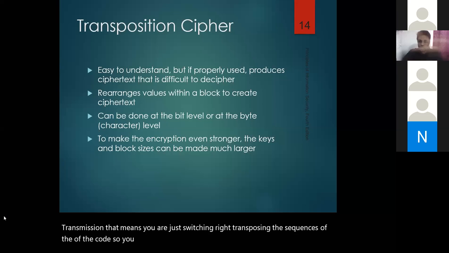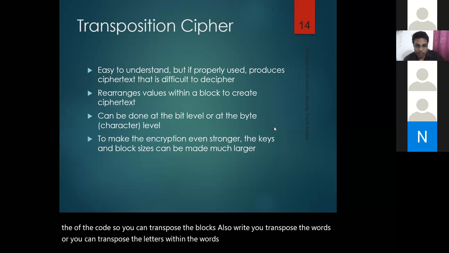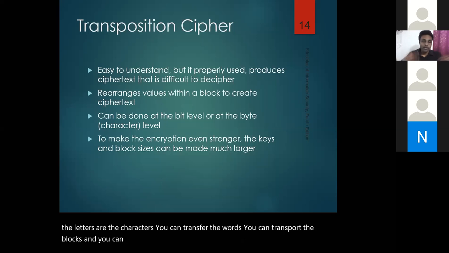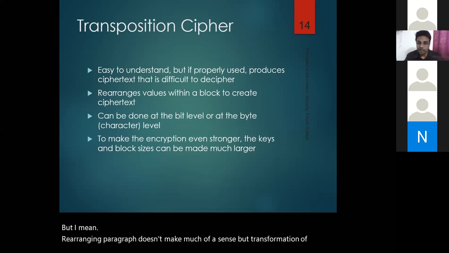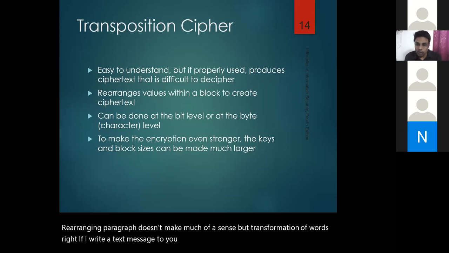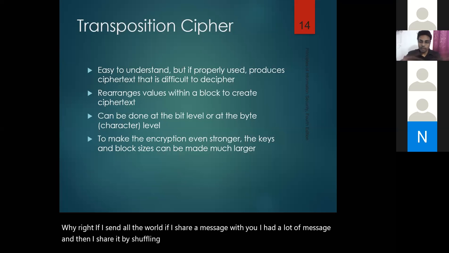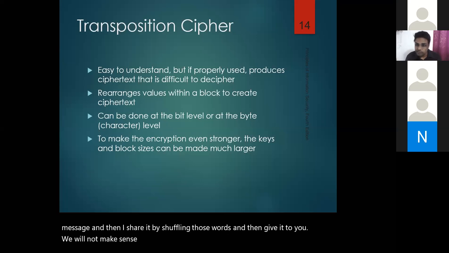So you can transpose the blocks also. You can transpose the words, you can transpose the letters within the words. It can be done at any level: at a character level, that means you transpose the letters or characters, or you can transpose the words, the blocks. You can transpose paragraphs also, but rearranging paragraphs doesn't make much sense. But transposition of words, right? If I write a text message to you and juggle all the words, you will not be able to crack it. If I share a lot of message with you by shuffling those words, it will not make sense. You understand all the words, but you don't understand what I'm trying to tell you, correct?